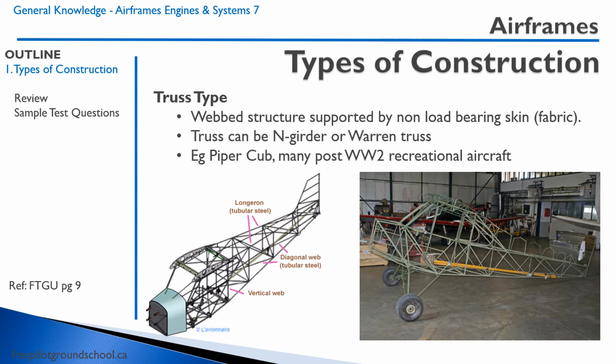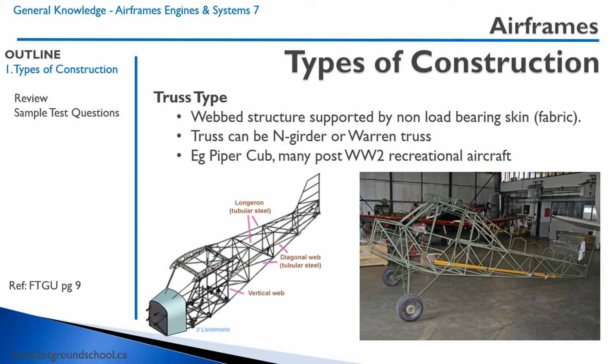Secondly, we have the truss type airframe. This is a series of webbed pieces of steel, usually steel tube, and they can be arranged in either a W shape, which is a Warren truss, or it can be an end girder. Here you see what a Piper Super Cub looks like. A lot of the light aircraft that were built around the Second World War were a truss type construction.